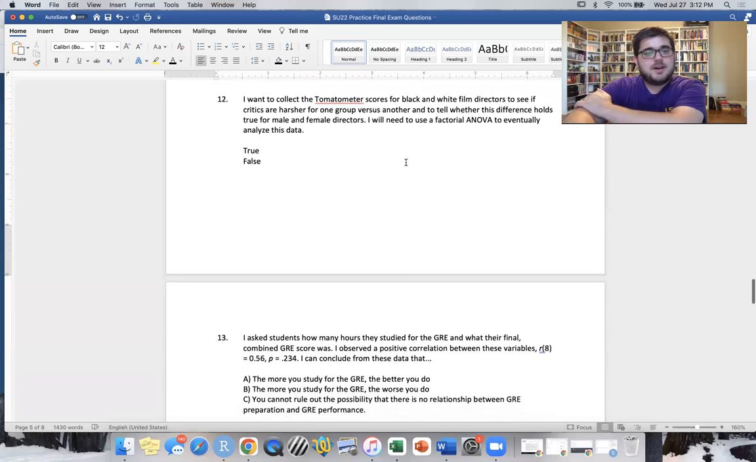Number 12, I want to collect the tomato meter scores for Black and white film directors to see if critics are harsher for one group versus another, and to tell whether this difference holds true for male and female directors. I will need to use a factorial ANOVA to eventually analyze this data. Do you need a factorial ANOVA to analyze this data?